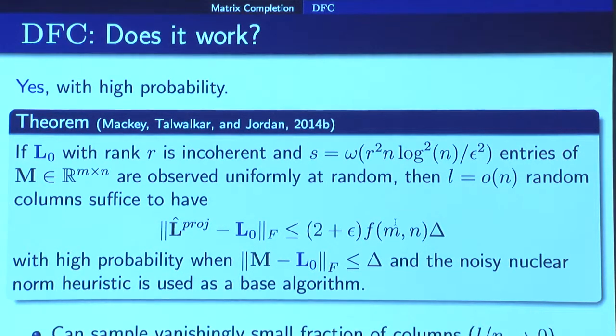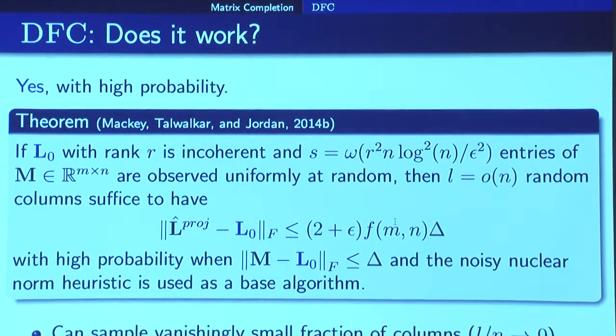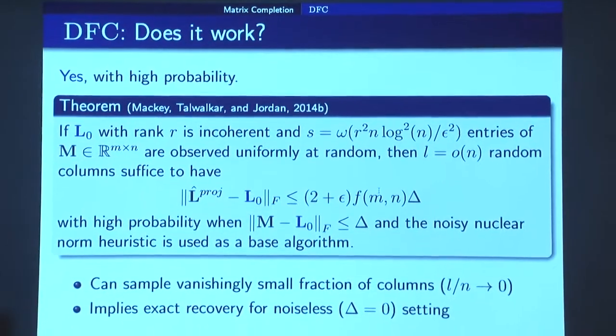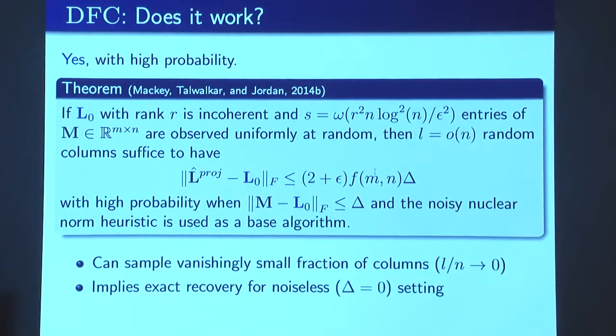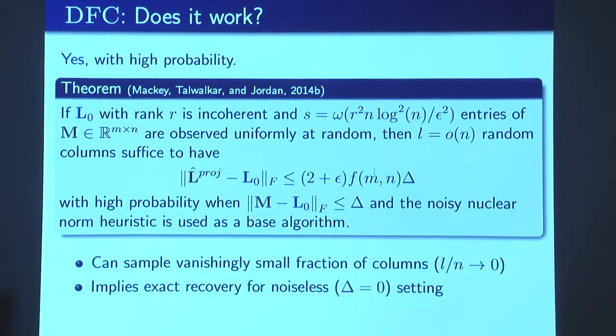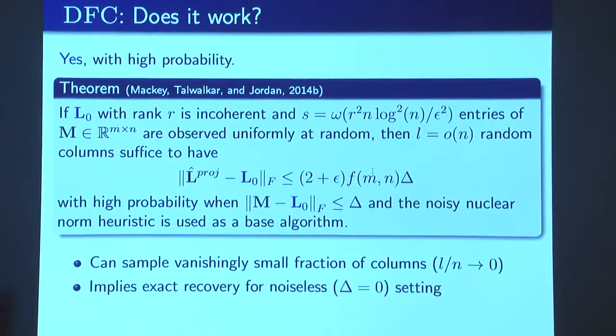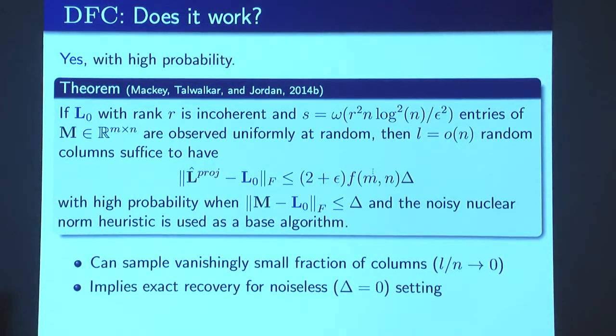Sorry, L is the number of columns per block? L is the number of columns per column submatrix. So it's like n over t, if there are t submatrices. And so this says that it actually suffices to have a sublinear number of columns. So you can have your fraction of columns vanishing as n grows and still get this sort of guarantee. And again, you get exact recovery for the noiseless setting. So in the noiseless setting, even though you're dividing your problem up and solving separate problems, you can still exactly recover your matrix. Yes? So this is with the same quantitative degree of incoherence as the previous result? That's right. The incoherence parameter is the same.